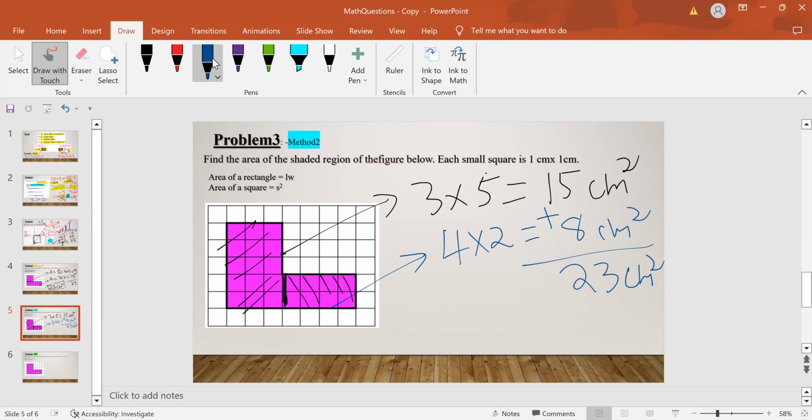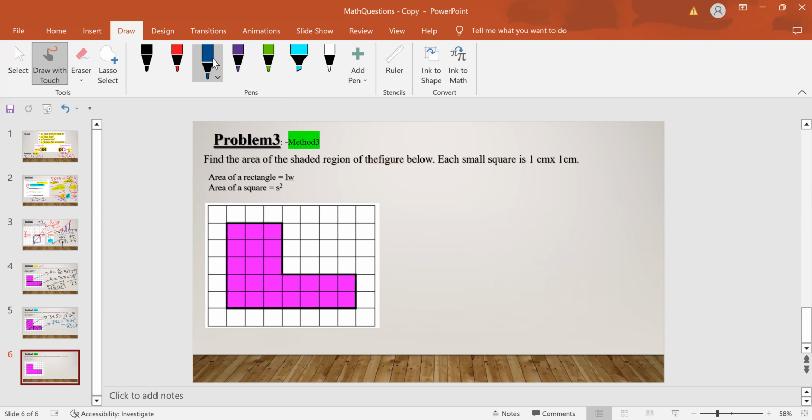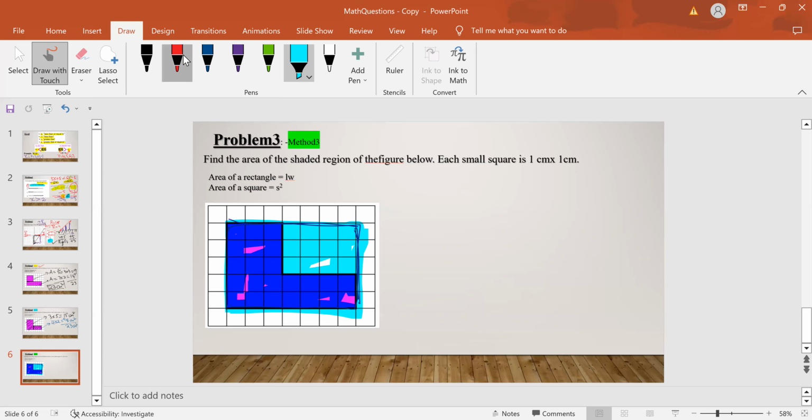Now method 3, what is it? It is a challenge method, but let's explain it. Method 3 is that you consider the big rectangle. So it's like we have this, this, and we assume that everything is shaded. That's a big rectangle, and we're going to find the area of that big rectangle.